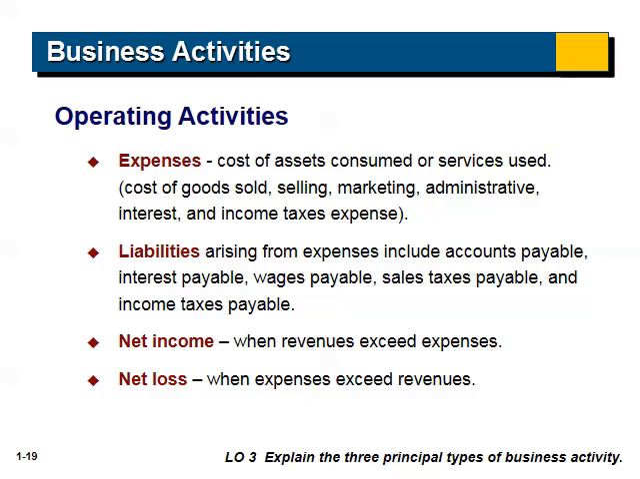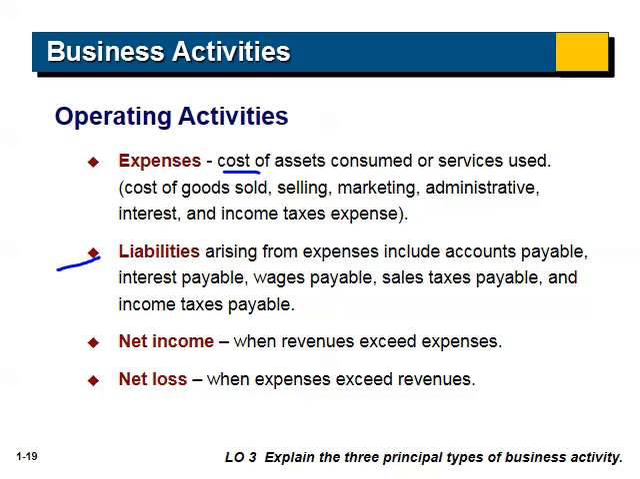Other examples of operating activities are expenses. Those are costs of assets consumed or services used. For example, if you have a coffee shop and you sell coffee, that's your sales revenue, but it cost you, you had to buy the coffee. That's what we call cost of goods sold. And you had other expenses like rent and utilities. Those are all costs of assets consumed or services used.